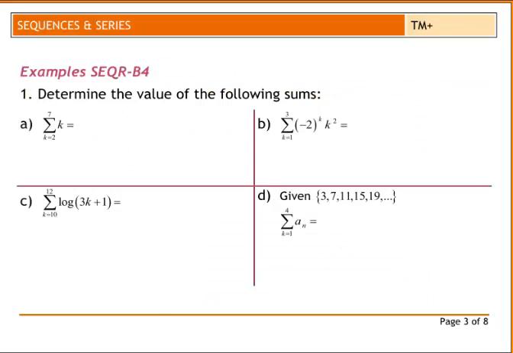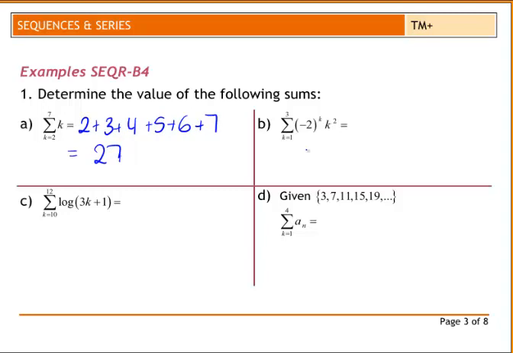I've got the sum of k from k is 2 up to k is 7. So I start at 2, then I go to 3, then 4, 5, 6, 7. Add those all up and I get 27.